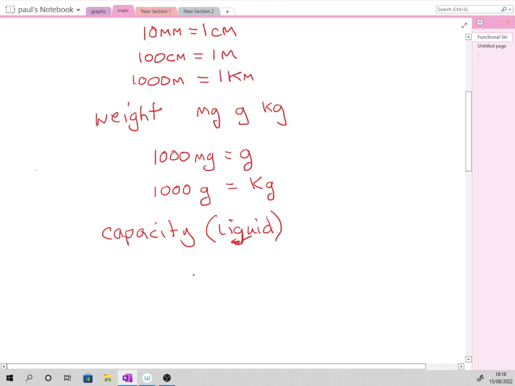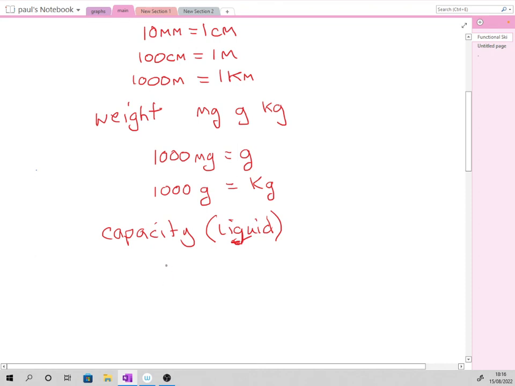If you ever see bottles of pop, bottles of cola are in liter bottles. The small ones, 500 milliliters. So you see it all the time. Wander around the supermarket, pick up the bottles, and have a look at how much it is.